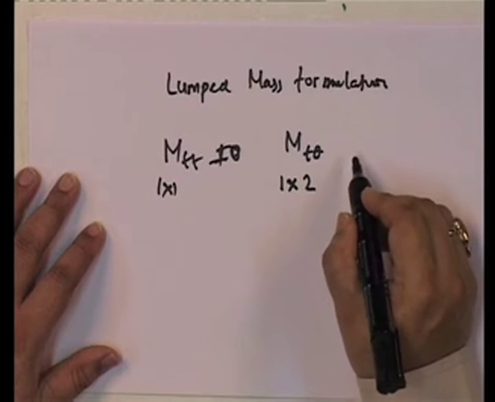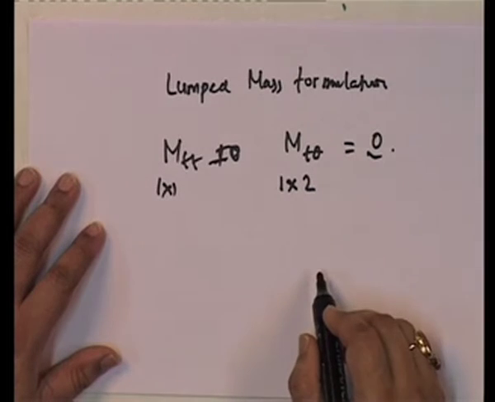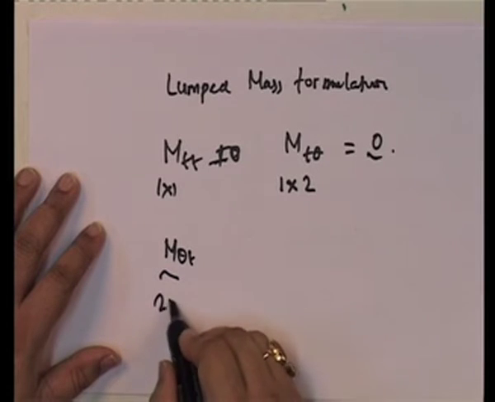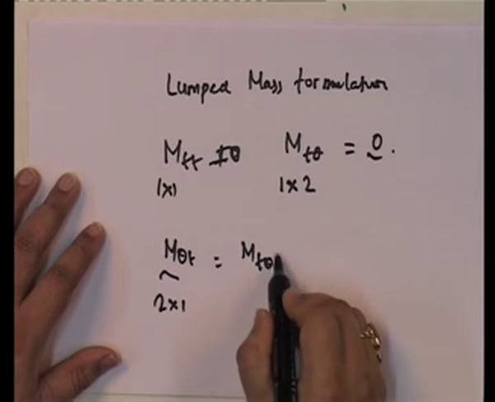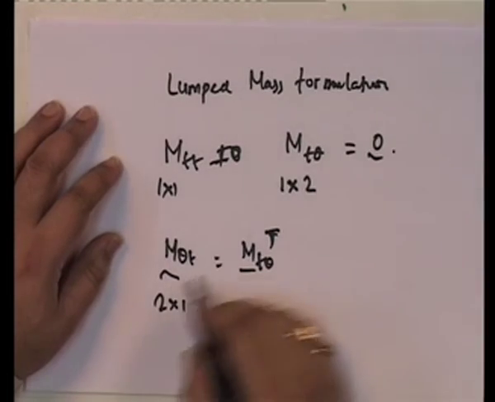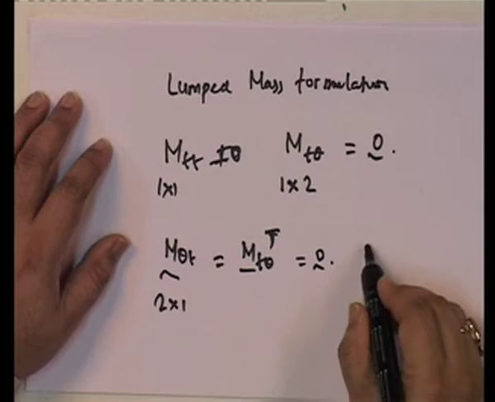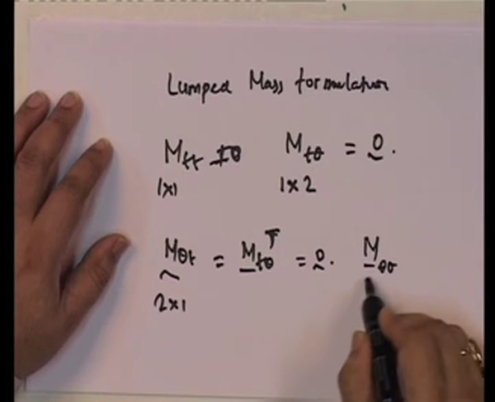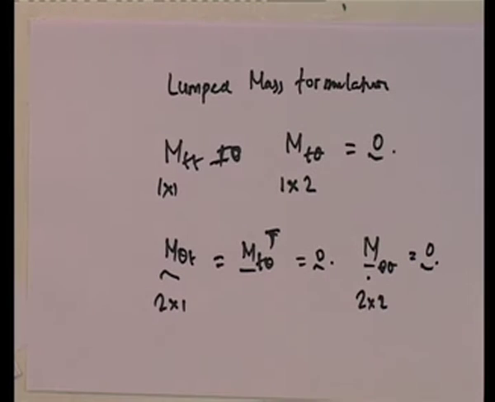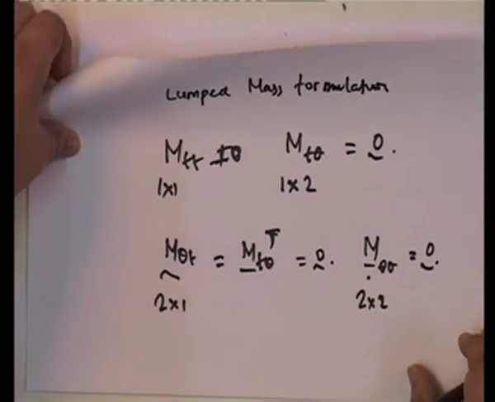Okay. A 1 by 2 vector, and this is a 0 vector. Similarly, m theta t, which is a 2 by 1, which is actually m t theta transpose. It is nothing but the transpose, because it is a symmetric matrix, is also a null matrix. And similarly, m theta theta, which is a 2 by 2 in this particular case, is also a null matrix. So, in other words, in the lumped mass formulation, the only thing that exists is m t t.